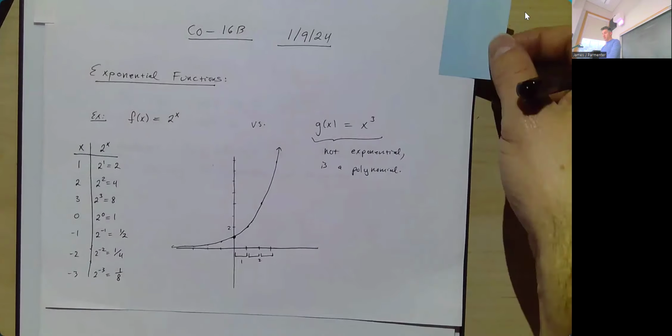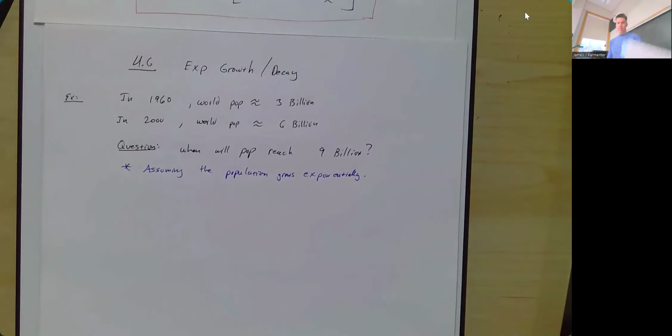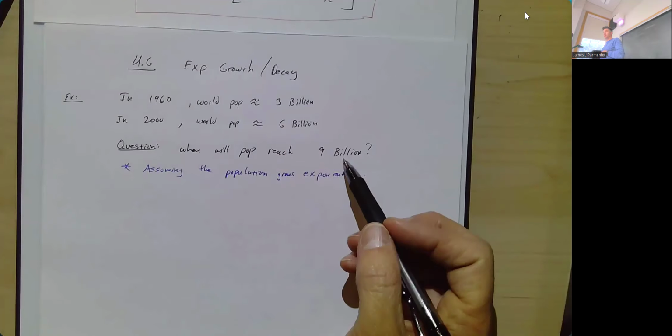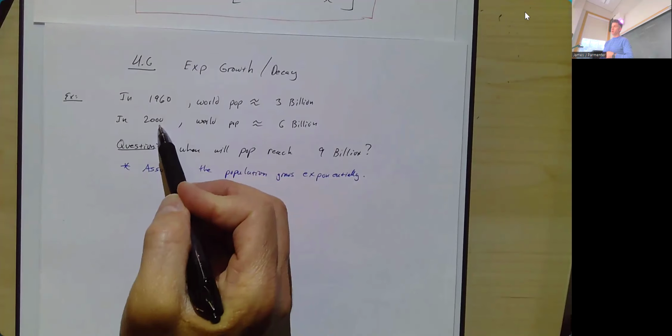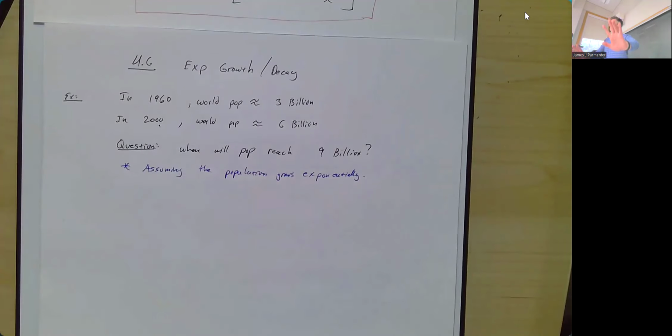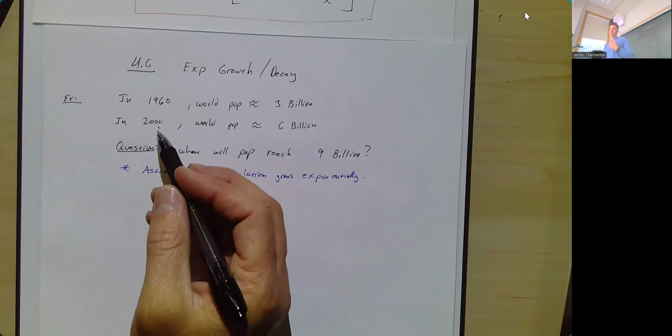So this is not just something that happens randomly. It is true that every time the time interval increases by the same amount, the population multiplies by the same amount. So I don't know what year we're going to reach 9 billion, but I know that in 40 more years, we're going to reach 12 billion. Again, this is making an assumption that's not generally true. But assuming the population grows exponentially, we'd reach 12 billion people by the year 2040.